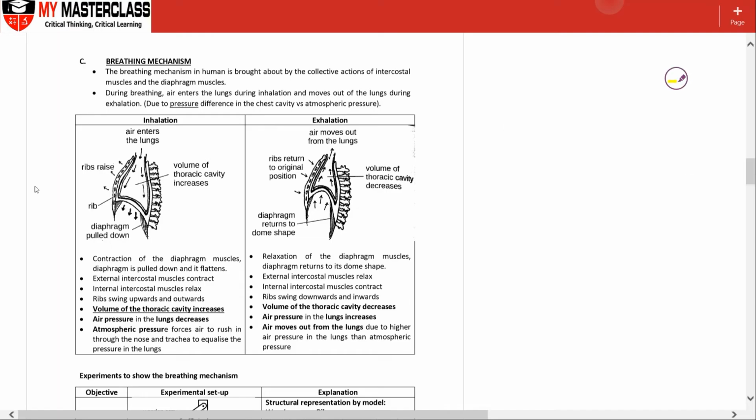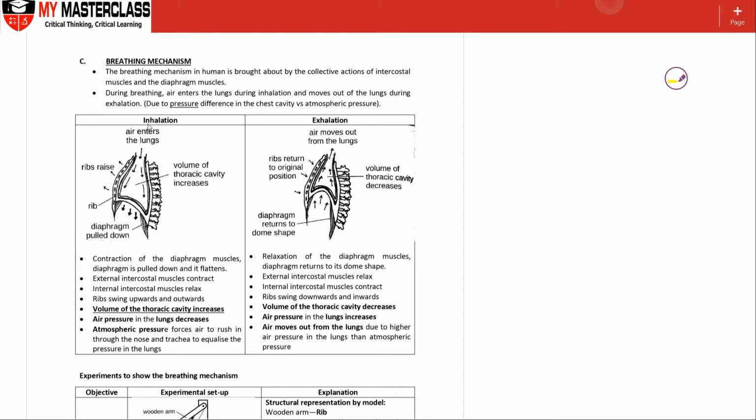This is the breathing mechanism that we are going to look at in terms of your antagonistic muscles. Okay, so you can see that during inhalation and exhalation, they are just in opposite movements. Okay, so we will look at inhalation first.